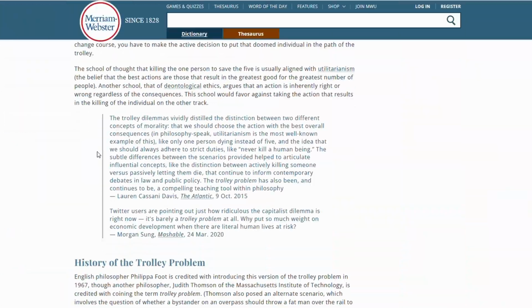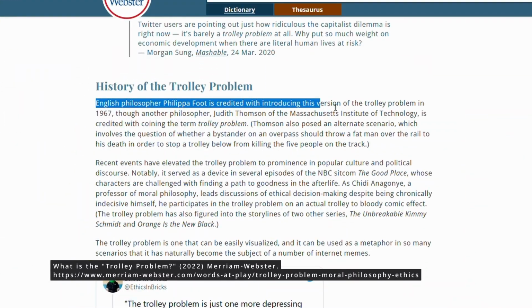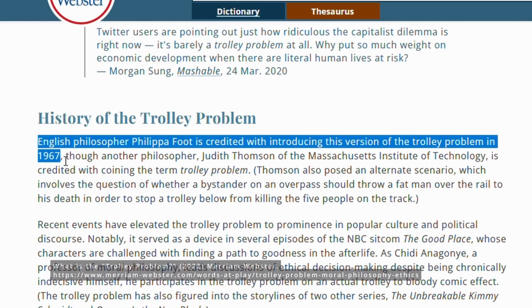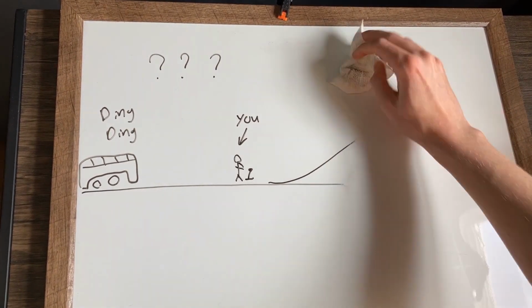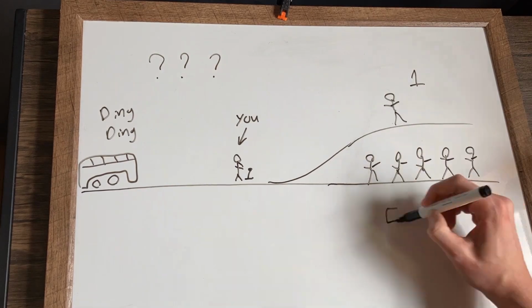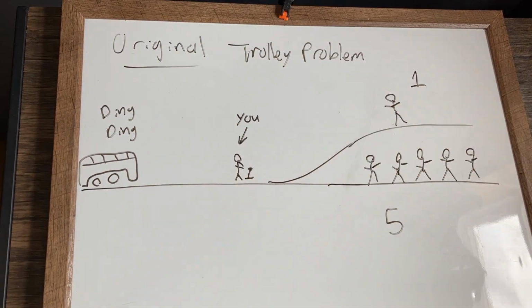Today we're going to tackle the infinite trolley problem. Now, in case you don't know, the so-called trolley problem is a moral dilemma created by English philosopher Philippa Foot in 1967. In this scenario, a trolley with no brakes is about to run over 5 people, but you have the option to switch it to a track containing only 1 person.